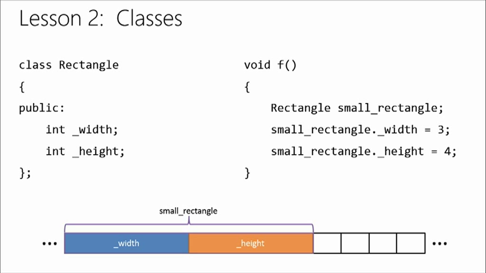So this is effectively any time we're building new user types, which are using classes, we're just combining smaller types or more basic types like ints and floats and doubles into a larger whole. But it's still just a region of storage. It's still just memory.